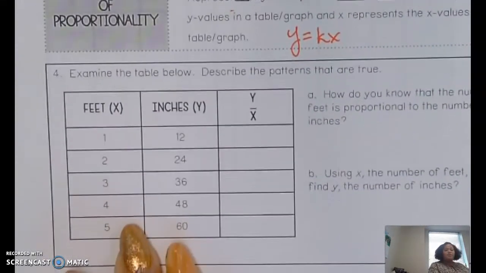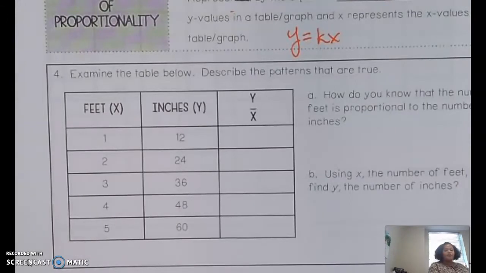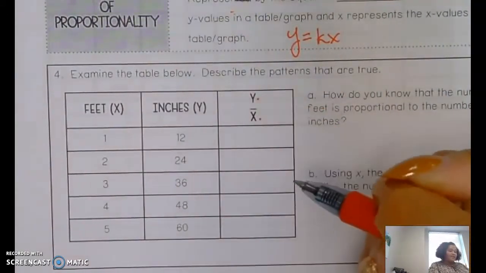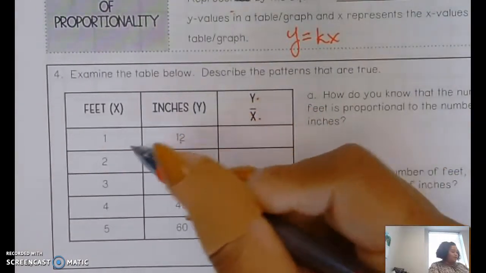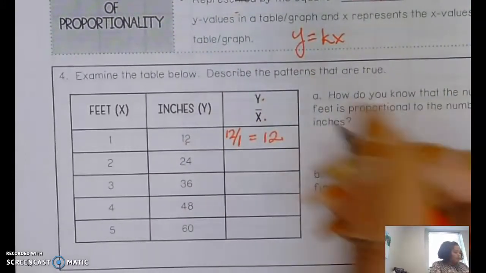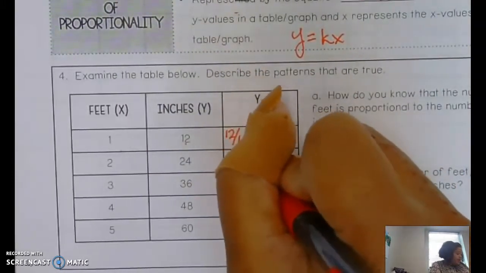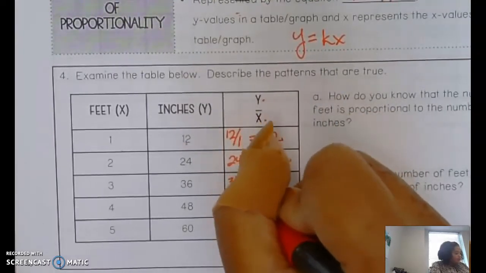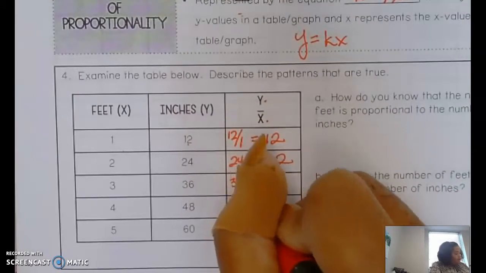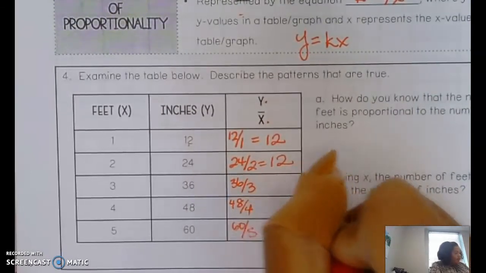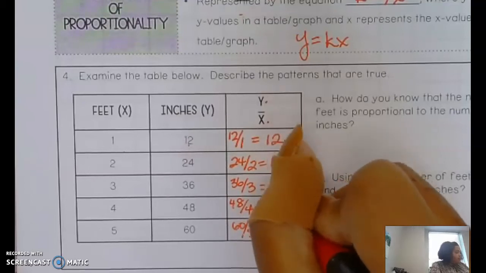So, examine the table below. Describe the patterns that are true. So I'm going to take my Y and I'm going to divide by X and see what I get. So 12 divided by 1. This is 12 divided by 1. That equals 12. 24 divided by 2 is also 12. 36 divided by 3. 48 divided by 4. And 60 divided by 5. All equal 12.